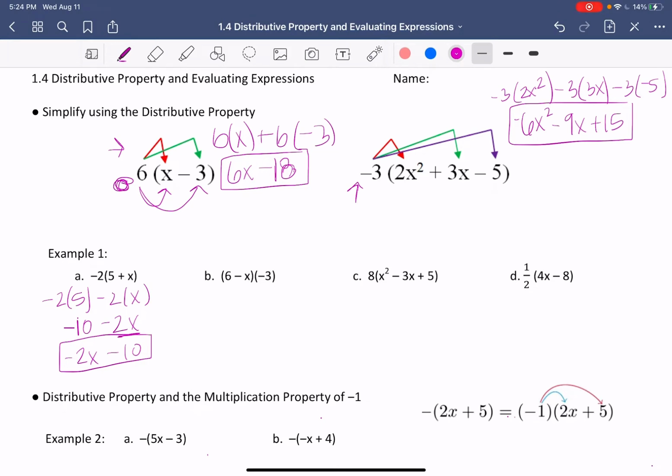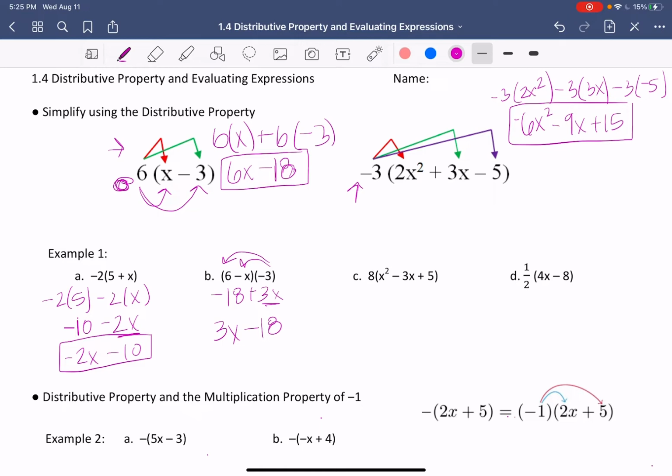All right, don't let B throw you off. Just because this -3 is on the right side instead of the left, it's still being multiplied to both terms. Okay, so -3 times 6, that's going to give us -18. And -3 times -x, that's going to give us a positive, right? Negative times negative. And 3x. And once again, we want that term first. So we have 3x minus 18. All right.